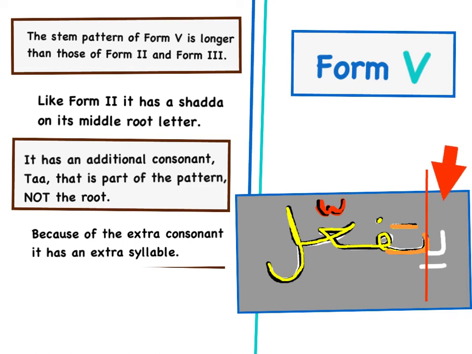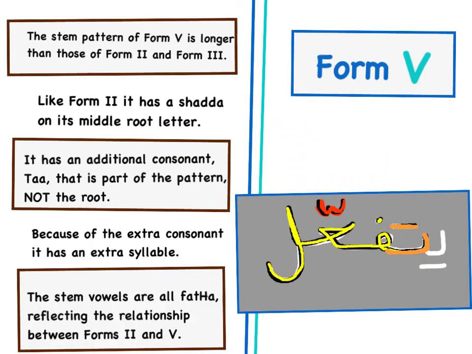The first syllable is the conjugation prefix, in this case, ya. And the extra syllable, ta, is the second one. And the third one is فعل. And the stem vowels are all fatha, ya, ta, fa'al.